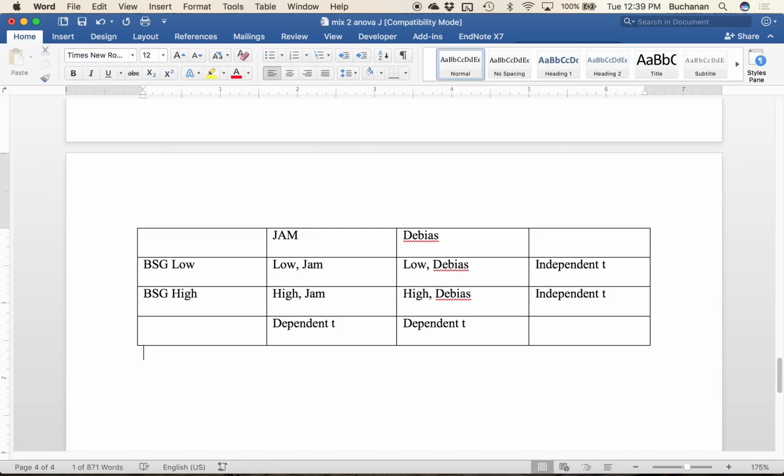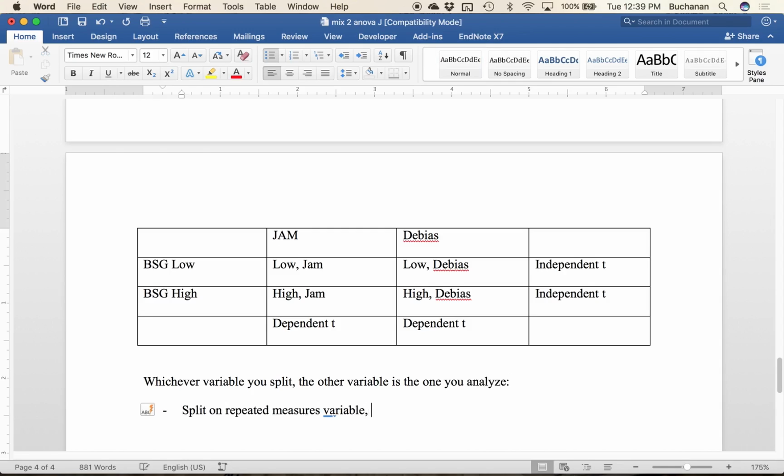So whichever variable you split, so let's just take some notes here. Whichever variable you split, the other variable is the one you analyze. So that means if you split on a repeated measures variable, you're analyzing the between subjects variable. So it's independent T.